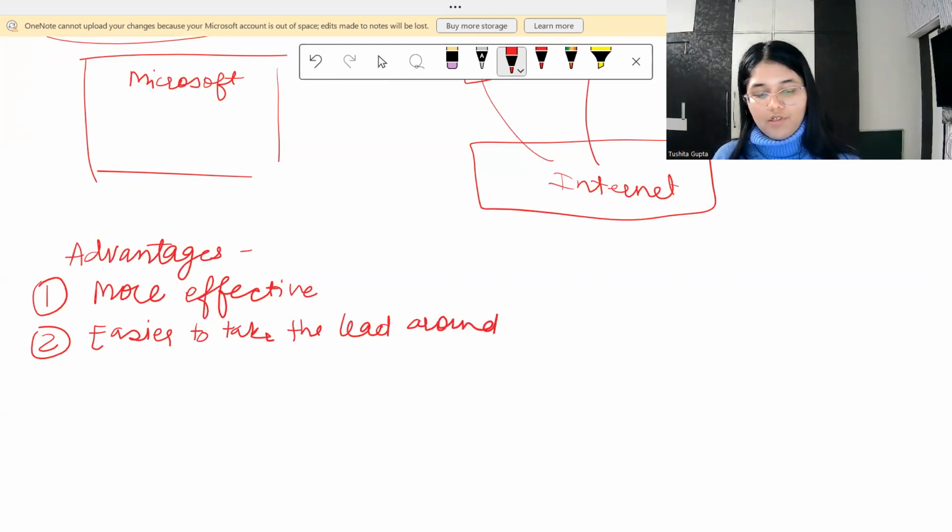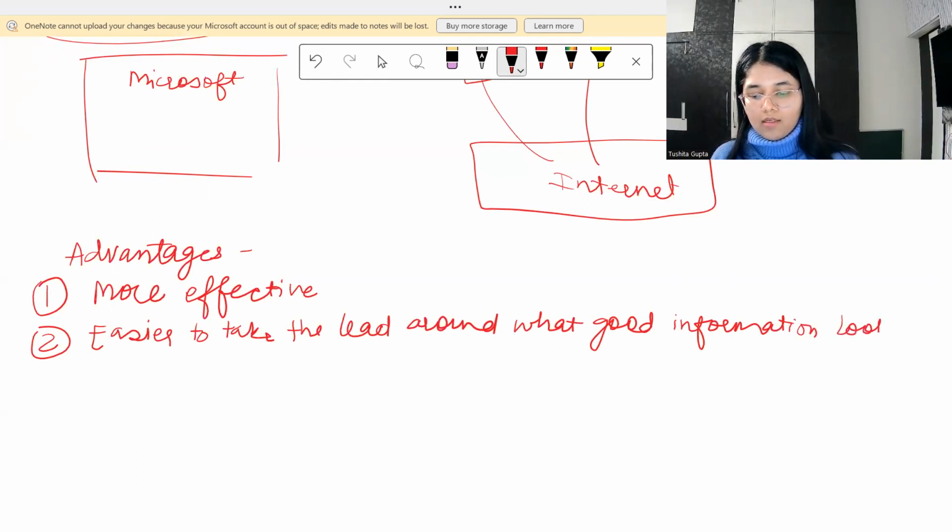Another advantage is that it is easier to take the lead around what good information looks like. Basically, this point means that when all of your data is stored in one place, it is getting updated on a real time basis. Every change takes just a fraction of a second to get updated. So it's easier to obtain good information since everything is in one place. It will be easier for the management to pull up data and take their decisions accordingly.